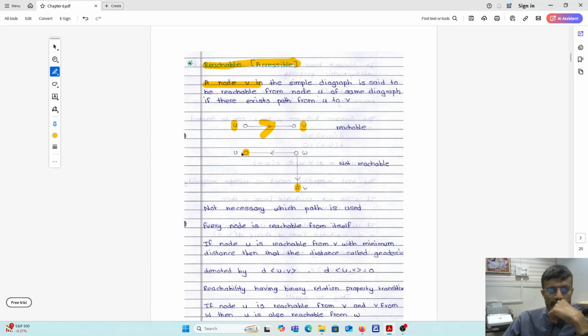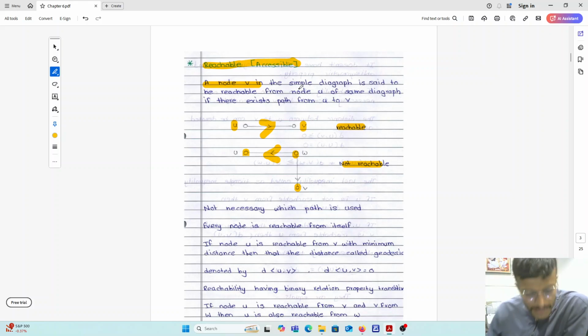Then this U is reachable from W, but W is not reachable from U. Then here V is reachable from W and W is not reachable from V. So that is the reachability and non-reachability of the nodes, or you can say reachability or accessibility of the given nodes.